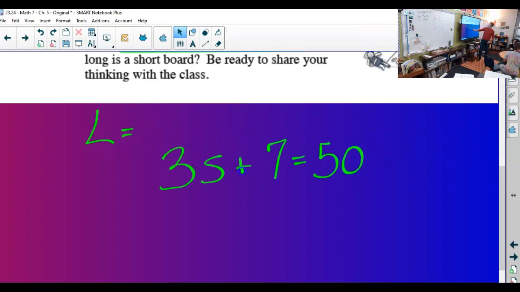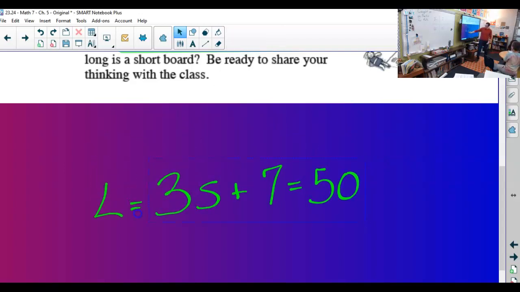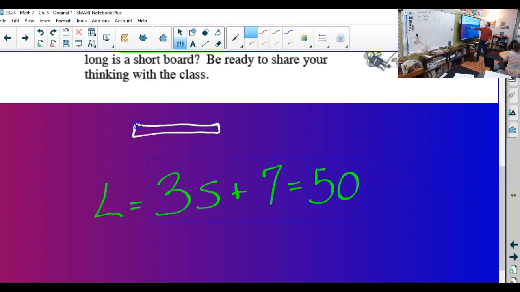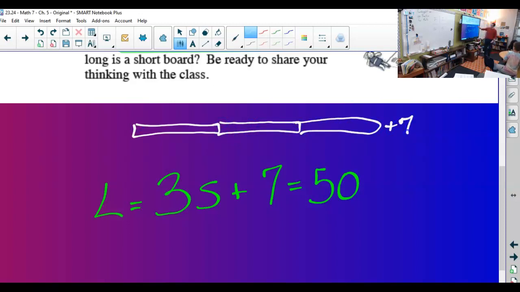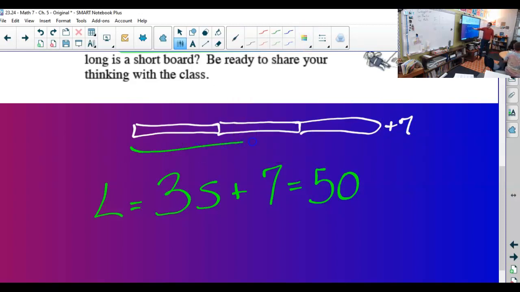If you don't know what to do, let's draw a picture. We've got three short boards and an extra seven. Short board. Short board. Short board. Plus seven, all of that together equals 50. Right? 3S, so each of these is S, S, S, plus seven.